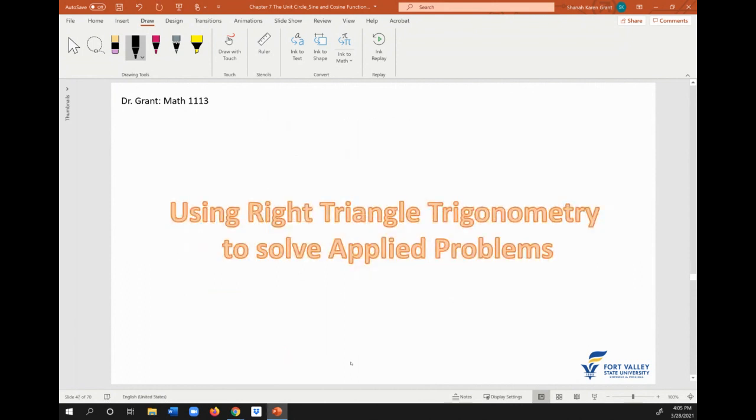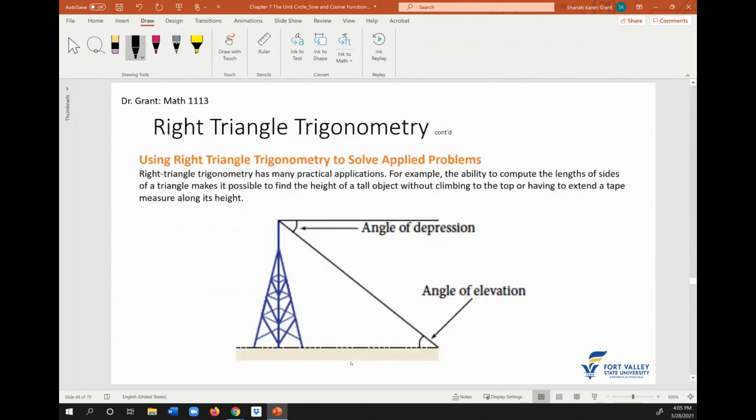Now we're going to look at using right triangles to solve trigonometric applied problems. These are very common in pre-calculus, also calculus. Right triangle trigonometry has many practical applications. The most common is the ability to compute the length of a side of a triangle, which makes it possible to find the height of a tall object that casts a shadow of some sort.